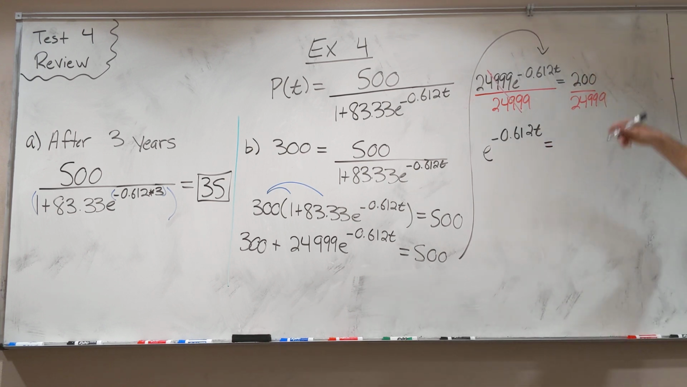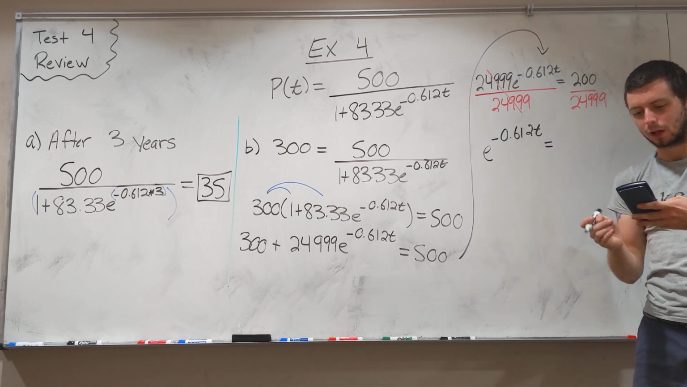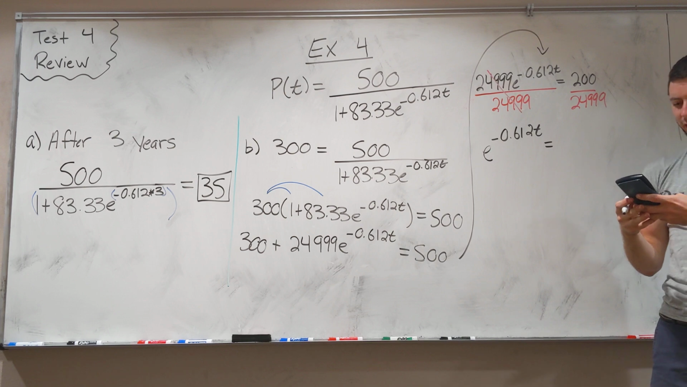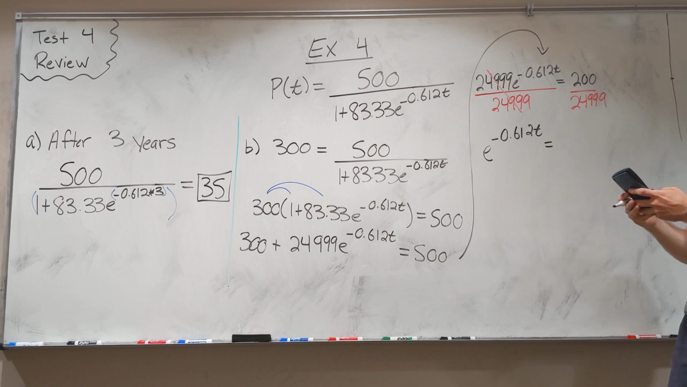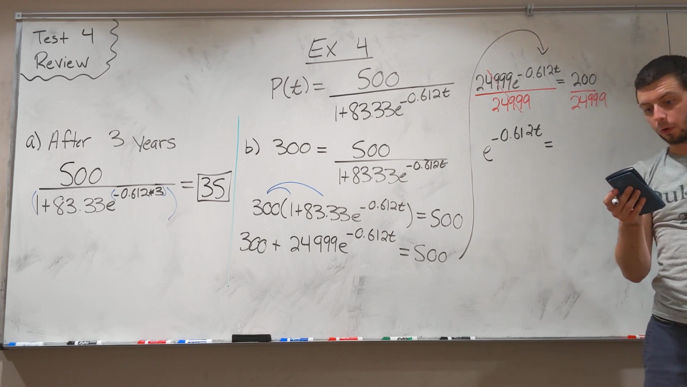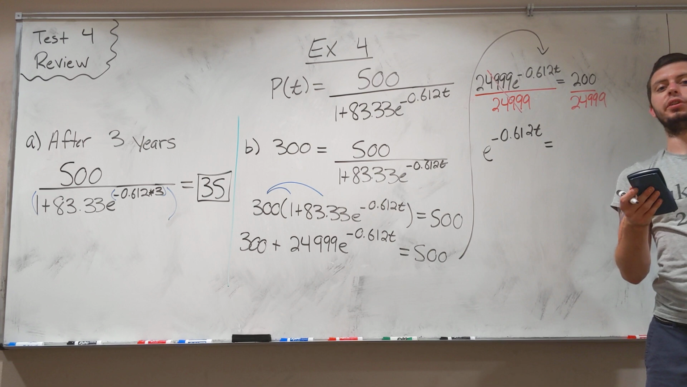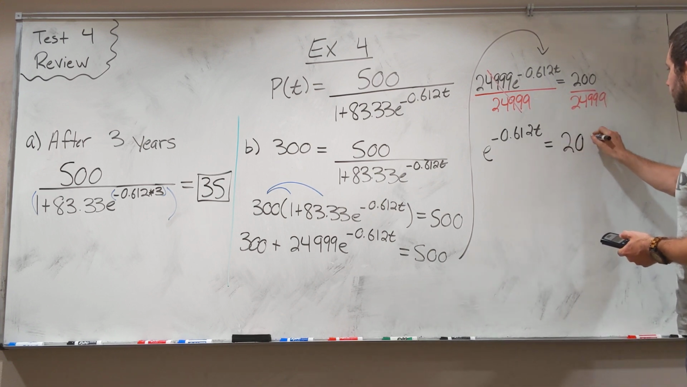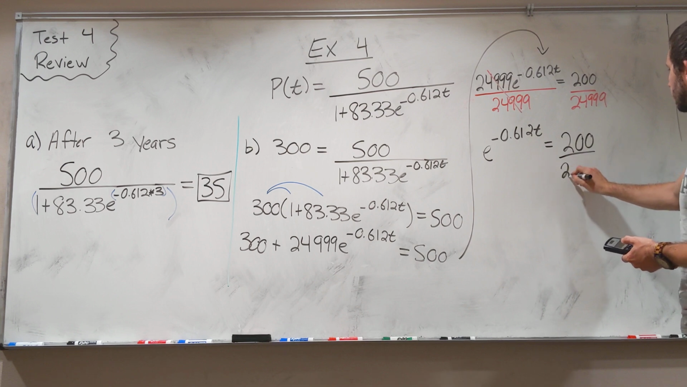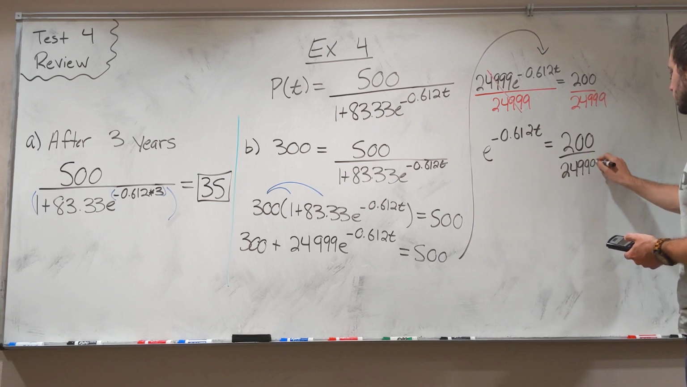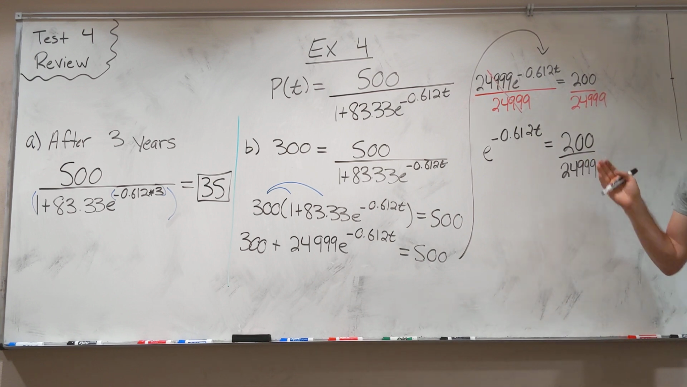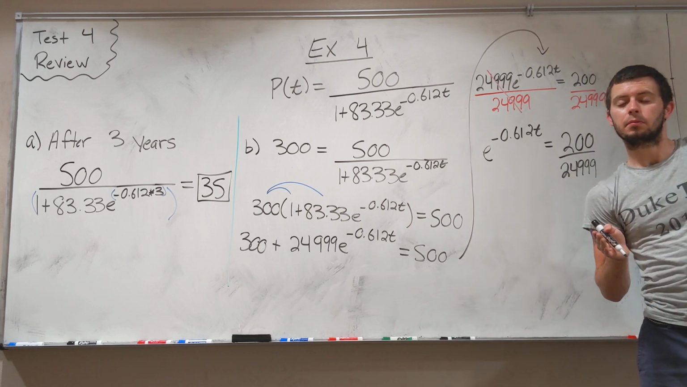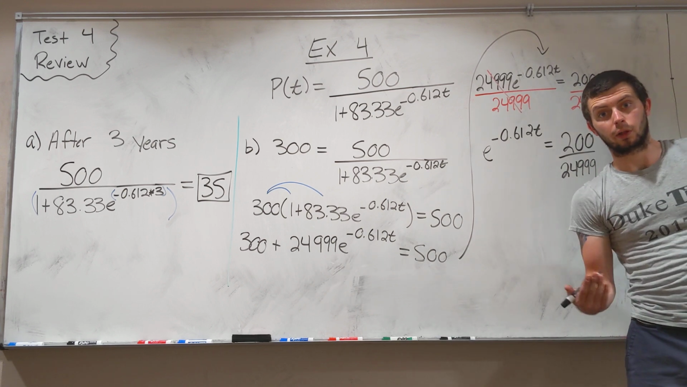So 200 divided by 24,999. Let's see if that comes out to be a nice number. 24,999. So I get 0.0080, so it does not come out to be a nice number. So we will be stuck having to write this form, because if you round too early, it will affect your final answer.